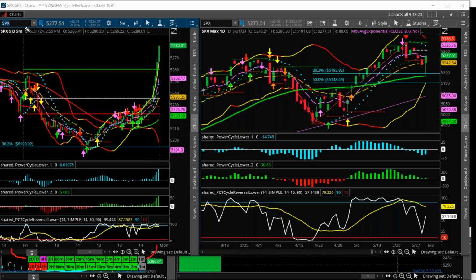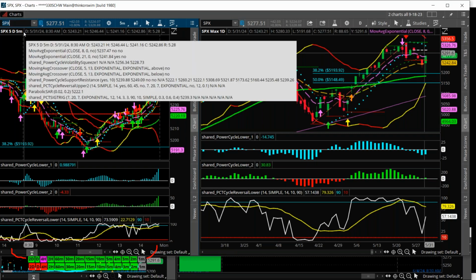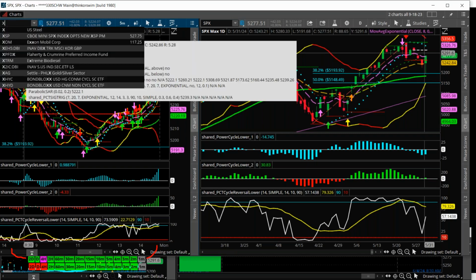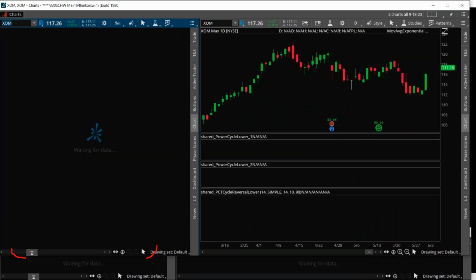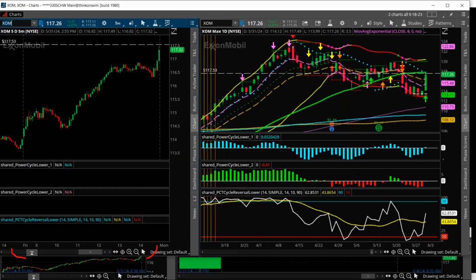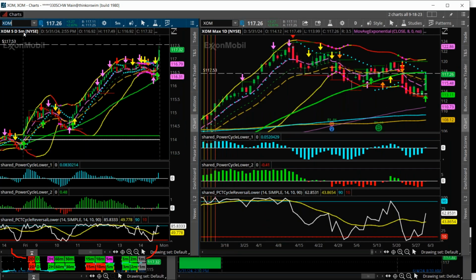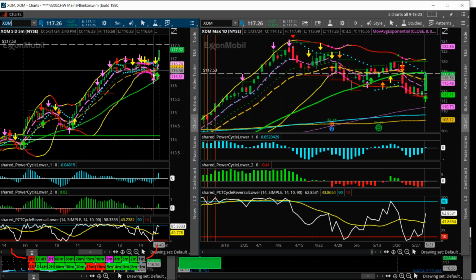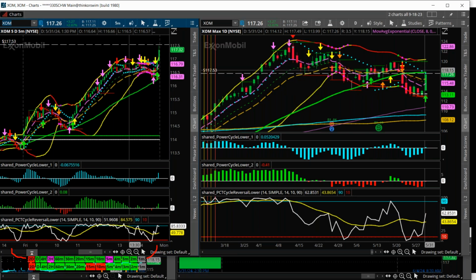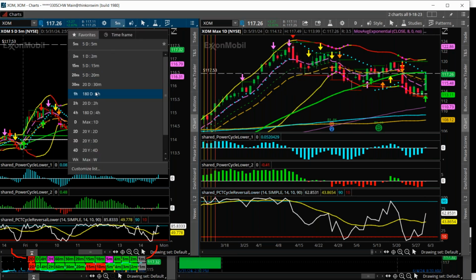So I'm going to put this on Exxon. I actually wanted to look at Exxon. It was starting to look pretty decent last week. All right, see Exxon. It's got this 5-minute squeeze that just triggers. See, it's purple. Let me put it on 4-hour.